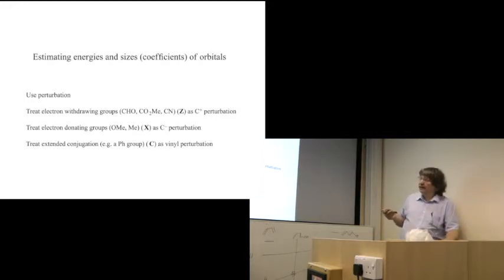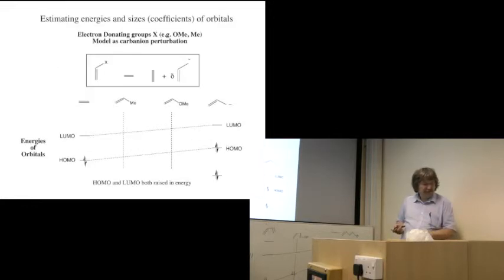And the one we haven't seen yet is how do you deal with extended conjugations, so styrene, for example. Well, again, what we do is we take the simplest possible form of extended conjugation, which is a vinyl group, and we use that as the perturbation. You'll see how that works a bit later.